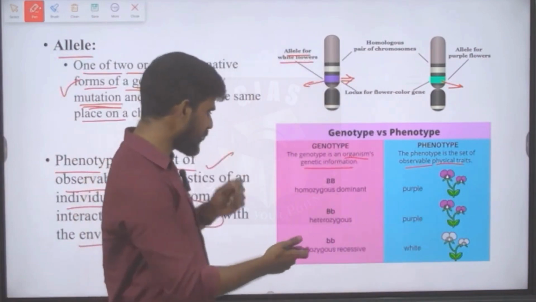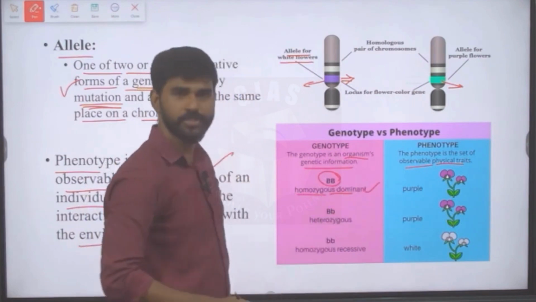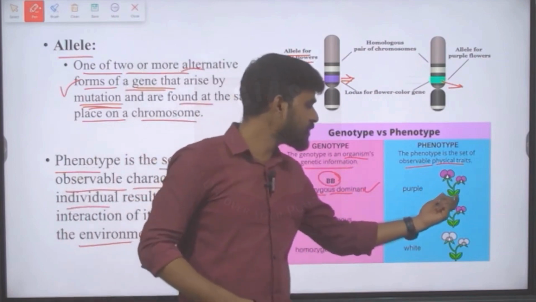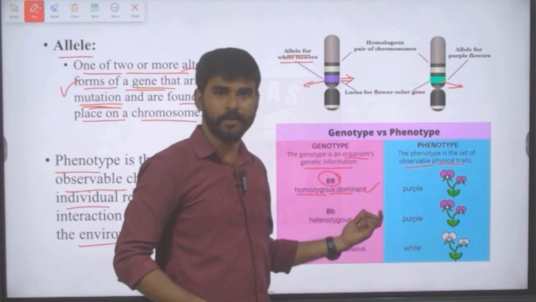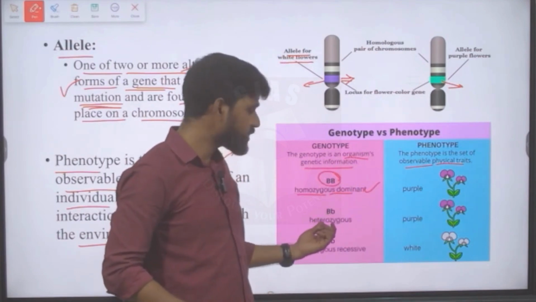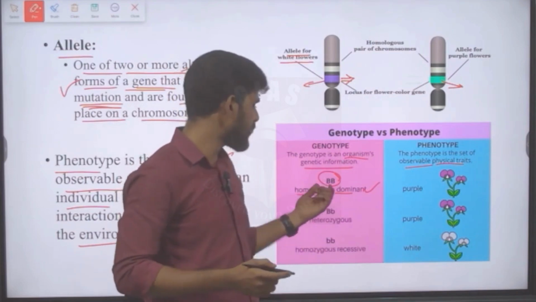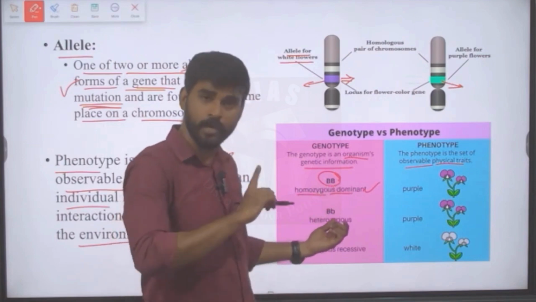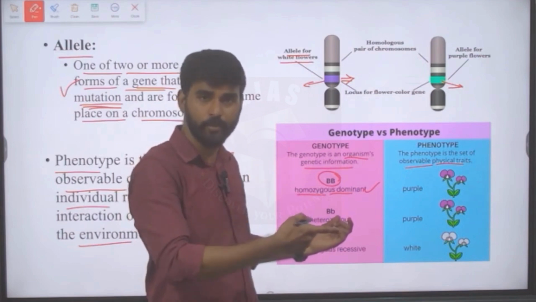Say for example, BB, that is homozygous dominant gene, is the genotype here, whereas it is expressed in the form of purple flower because purple is the dominant one here. And then capital B, small b, this is heterozygous. They are not the same, so heterozygous. They are the same here, dominant and dominant. That is why it is homozygous dominant. This is heterozygous: one small b and another capital B, that is dominant and recessive. Both are present here.